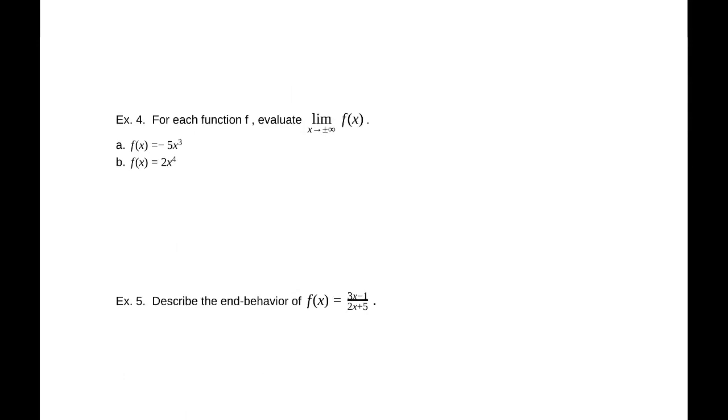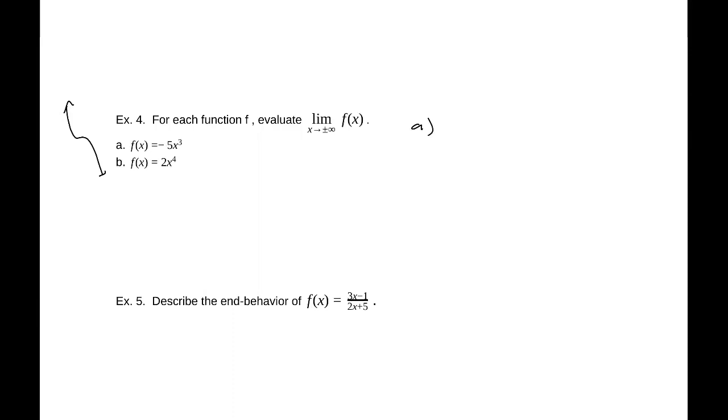f of x equals negative 5x cubed. Now, if you are aware what that function looks like, it does something like this. So the opposite of what happens with x cubed because of the negative 5 there. So let's go ahead and do this for a.